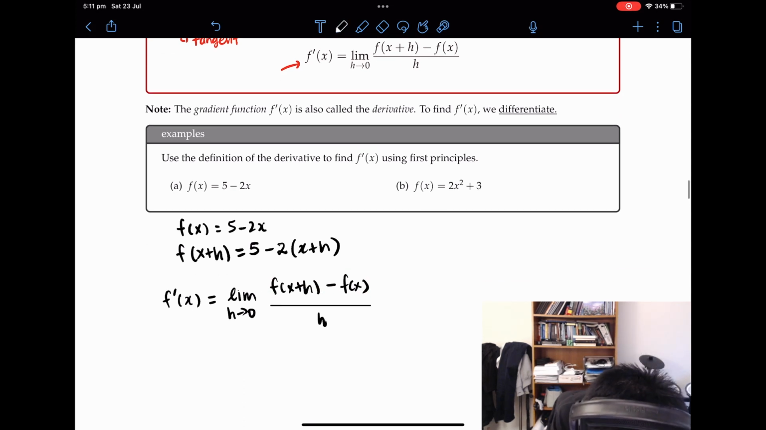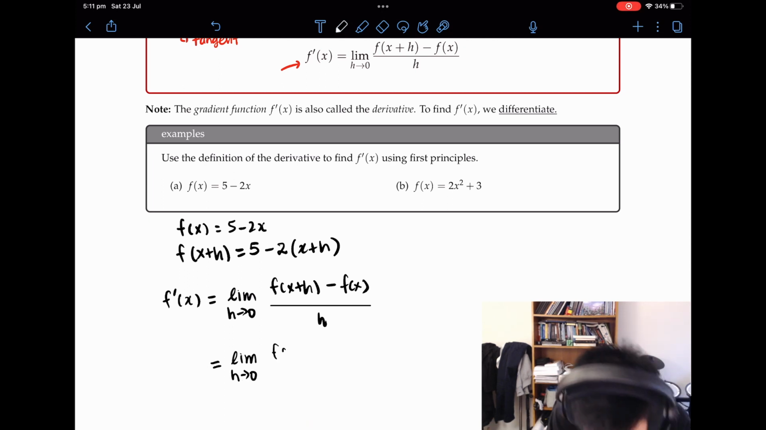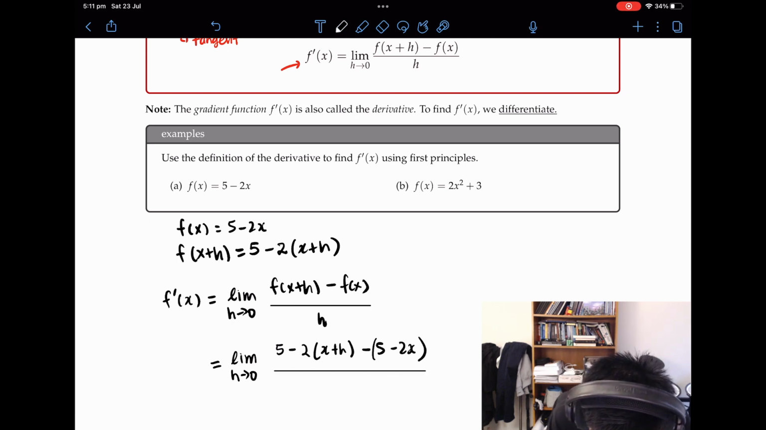So what I get is the limit as h approaches 0 of f of x plus h. Now, instead of writing that, we can write 5 minus 2 times (x plus h) minus 5, and remember to include brackets here, divided by h.